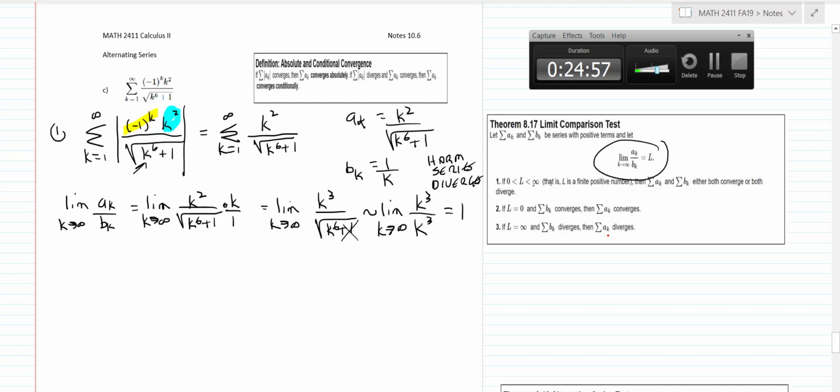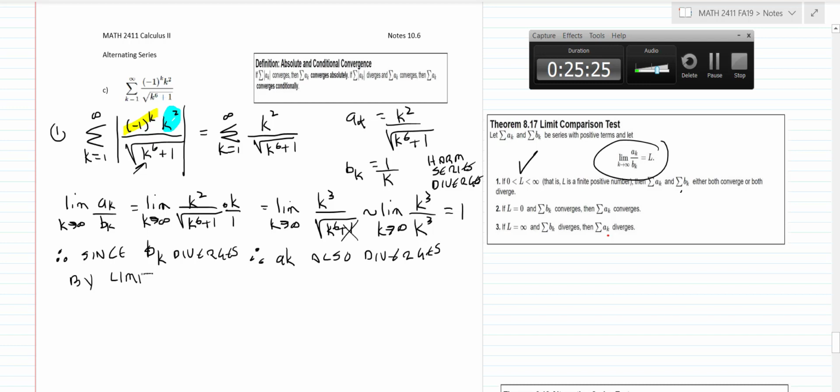So that would be condition 1. Since b sub k diverges, so does this. Therefore we would say that since b sub k diverges, we can say that a sub k also diverges, and then state the test: by the limit comparison test. So we've done half of what we need to do here.